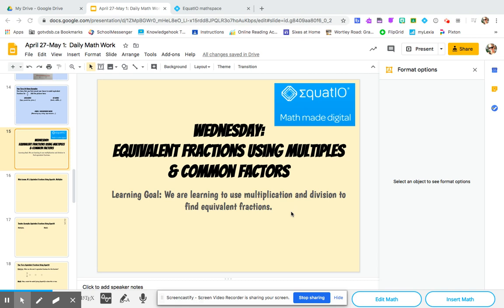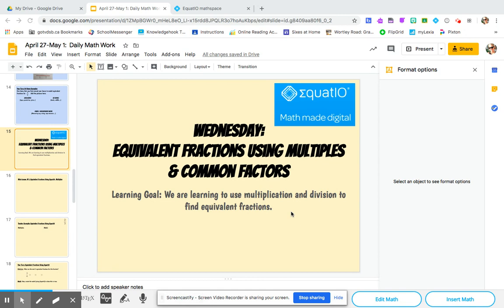Hi everybody, today's lesson is finding equivalent fractions using multiples and common factors. So our learning goal today is that we are learning to use multiplication and division to find equivalent fractions.